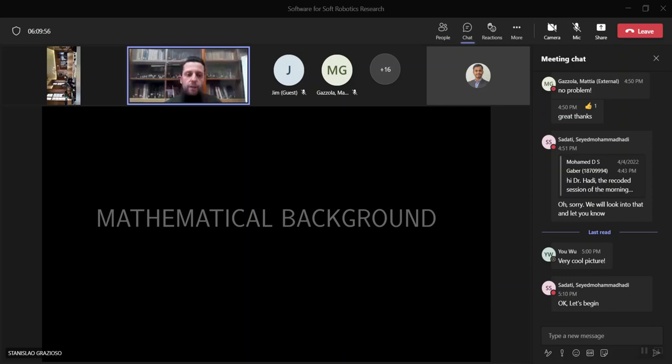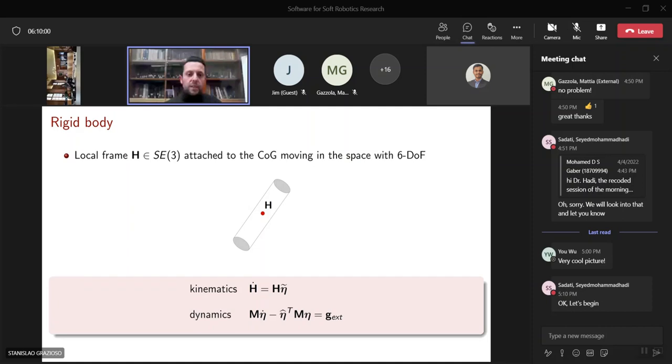Just a brief overview of the mathematics behind the simulator. Rigid body: a very simple description. We have a local frame H, which has 6 degrees of freedom, which belongs to the special Euclidean group SE(3), and which is attached to the center of gravity of the rigid body. The kinematics and dynamics equations are described in a very standard way.